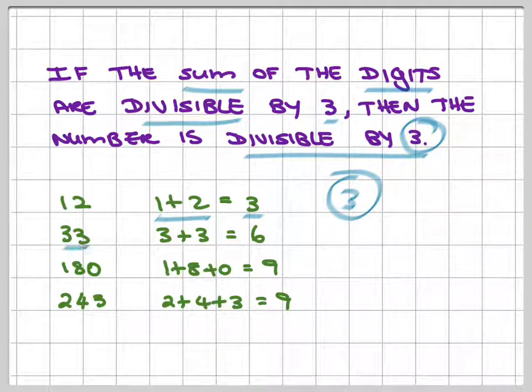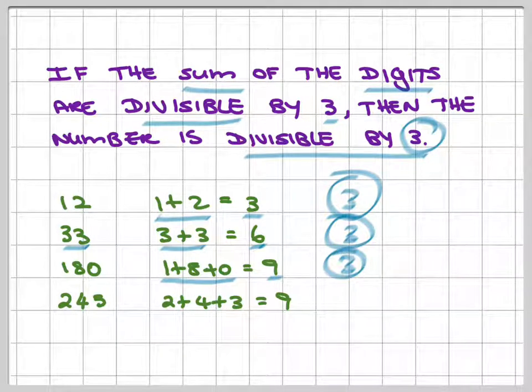33: 3 plus 3 equals 6. 3 will be a factor there. 180 will be 1 plus 8 plus 0, so it comes to 9. 3 will be a factor there. 243: 2 plus 4 plus 3, 2 plus 4 is 6, plus 3 is 9. 3 will be a factor there.